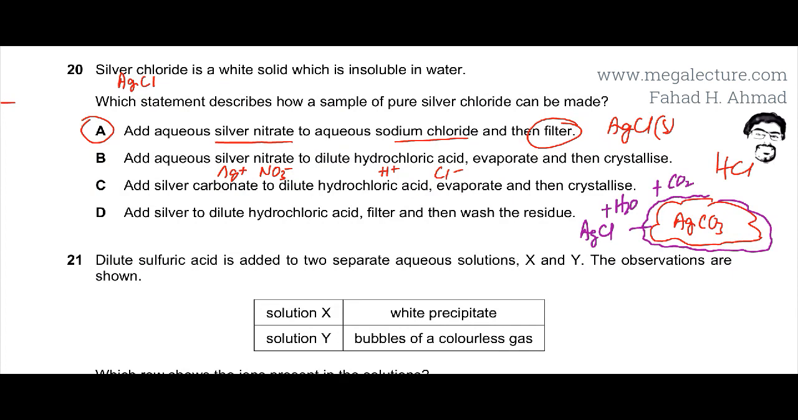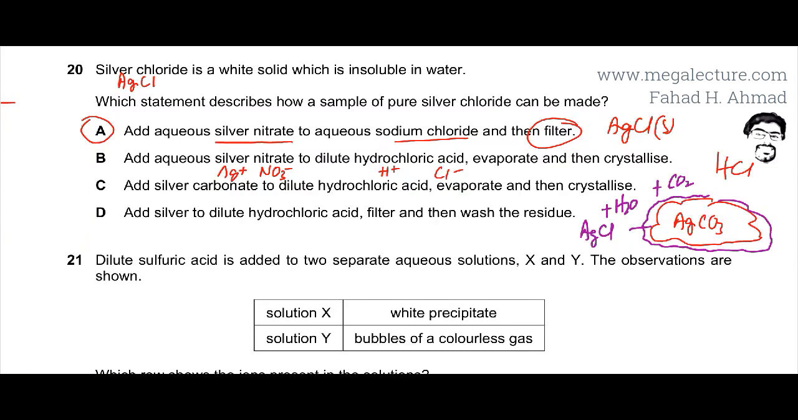in the reaction when carbonate reacts with acid. But since the salt is insoluble, that insoluble salt is going to form a layer on top of the silver carbonate, and it would prevent the reaction from happening further. So it's not a very good way of making AgCl. But the reason why C is incorrect is because you're not going to evaporate and crystallize, because AgCl is already a solid. You just need to filter it out.